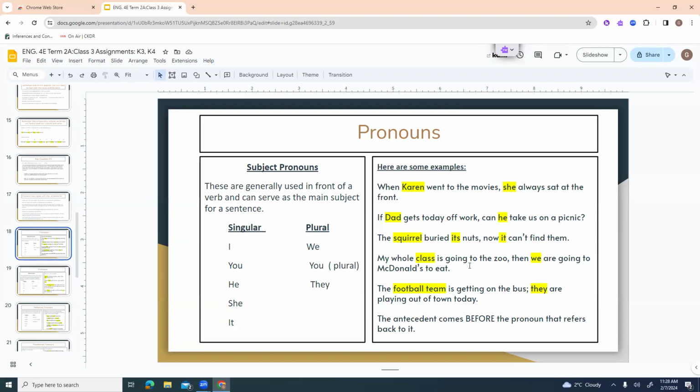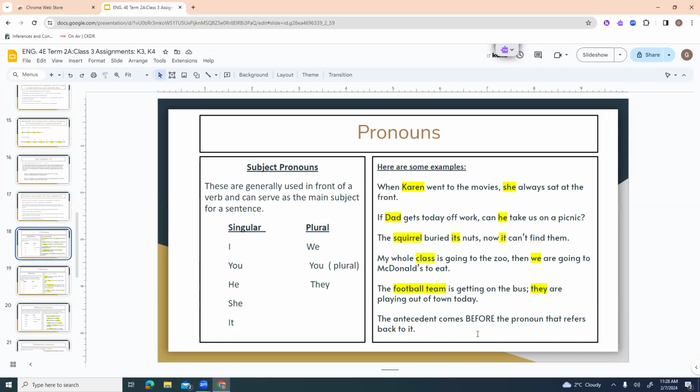My whole class is going to the zoo. Then we are going to McDonald's to eat. So class is a plural form, right? So all of the people are going to eat, not just one member. The football team is getting on the bus. They are playing out of town today. Again, it's not one football player, it's the whole team, so I'm using the word they.